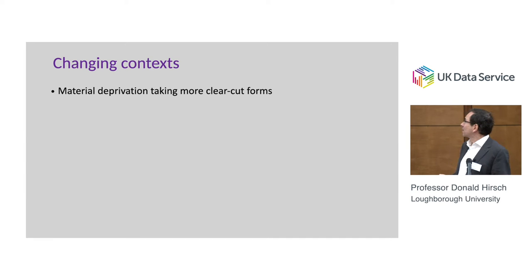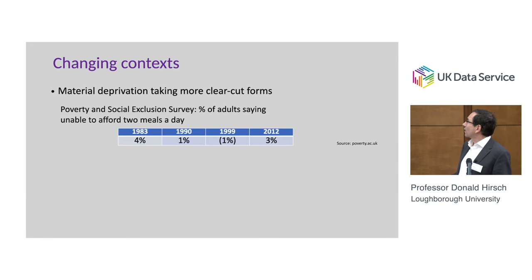So, for example, with that poverty and social exclusion survey, they picked up maybe 20 or 30% of people weren't able to do certain social things. But the number of people who couldn't, the last one was in 2012, the number of people who couldn't afford two meals a day was still quite limited, and there's probably sample error for such small numbers.